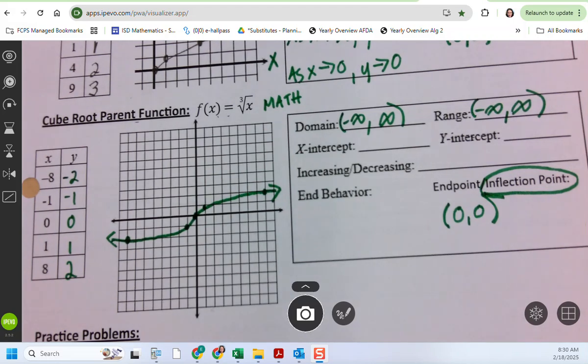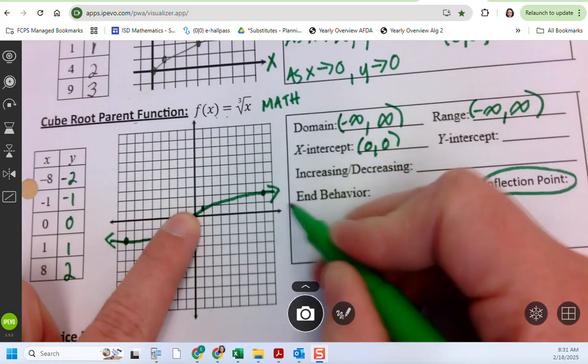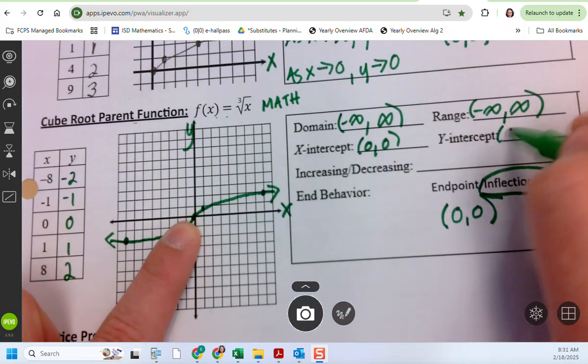All right, this function also looks like right now it's having the same x and y intercept. That won't be the case when we start transforming it around, but this one is. The x-intercept and the y-intercept are both what point? 0, 0, yep. Because it crosses the x-axis at 0, 0, and it crosses the y-axis at 0, 0.